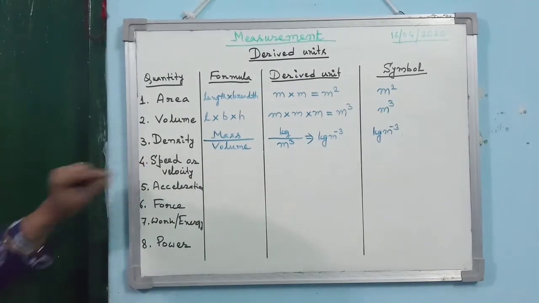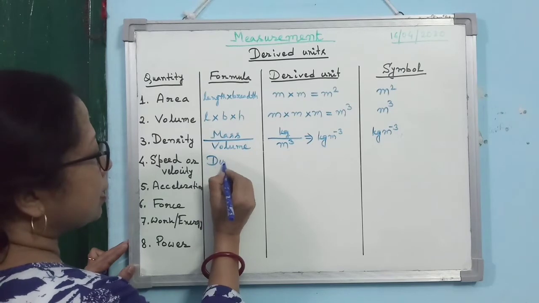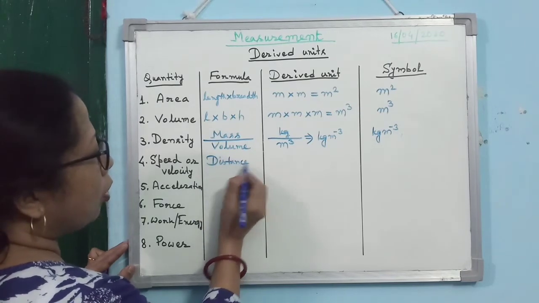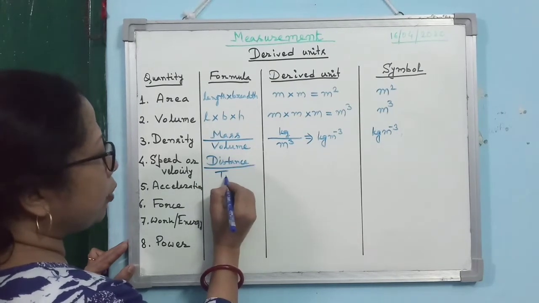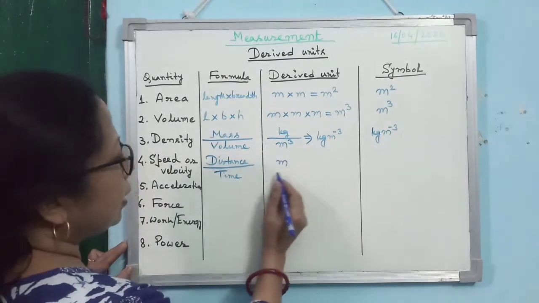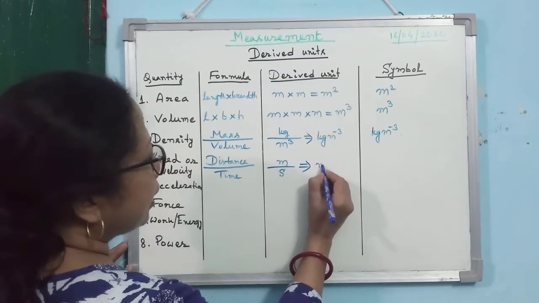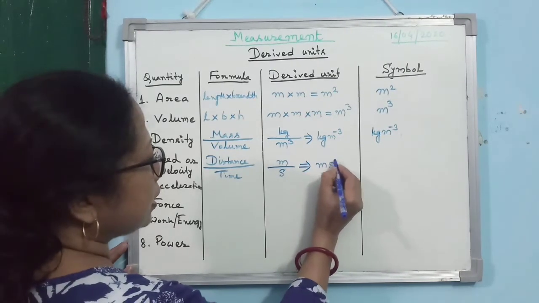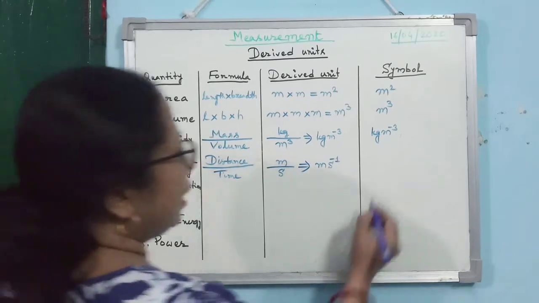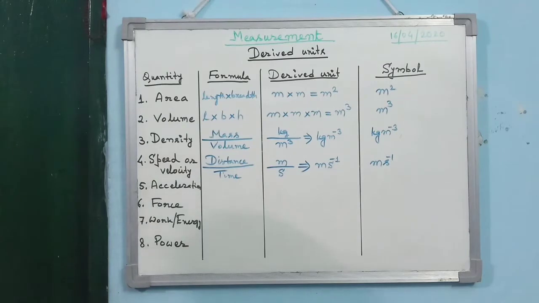The next is speed or velocity. How do we define speed or velocity? It is distance travelled or displacement per unit time. Now what is the unit for distance? Meter. What is the unit for time? Second. So what is the derived unit for speed or velocity? m s to the power minus 1. So the symbol is also m s to the power minus 1.